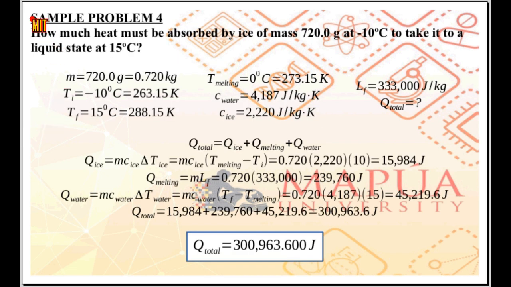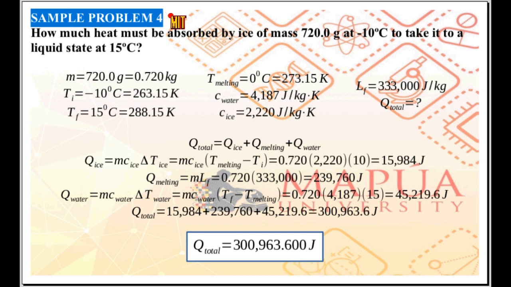Next, we have sample problem number 4. How much heat must be absorbed by ice of mass 720 grams at negative 10 degrees Celsius to take it to a liquid state at 15 degrees Celsius?